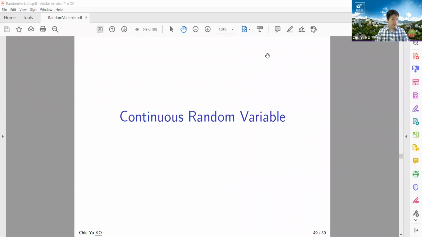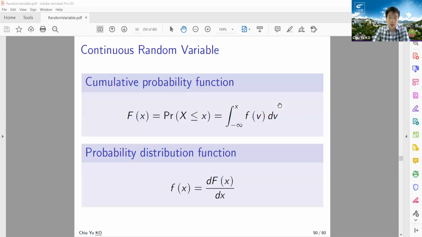So before we continue the class, let us review what we have learned for the continuous random variable, and then we'll go to normal, and then we will hopefully cover some of the Excels. Okay.